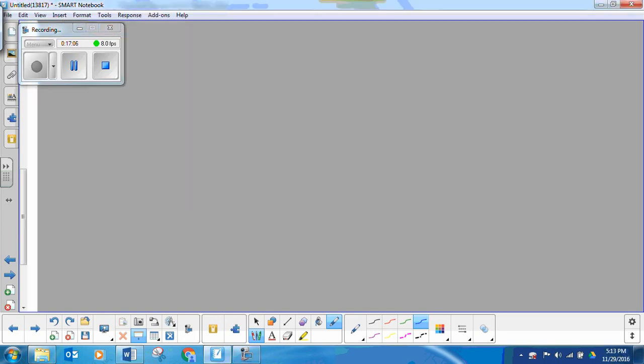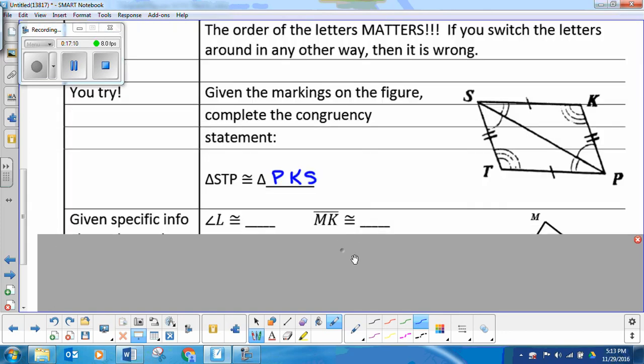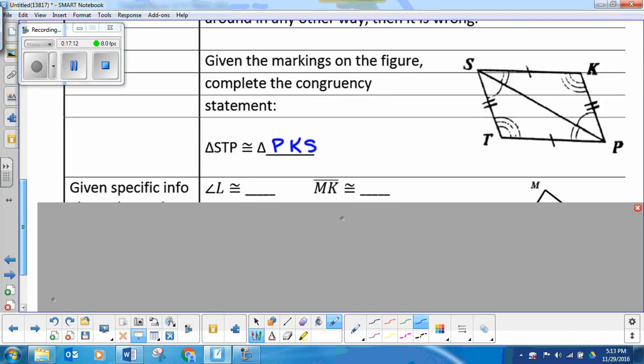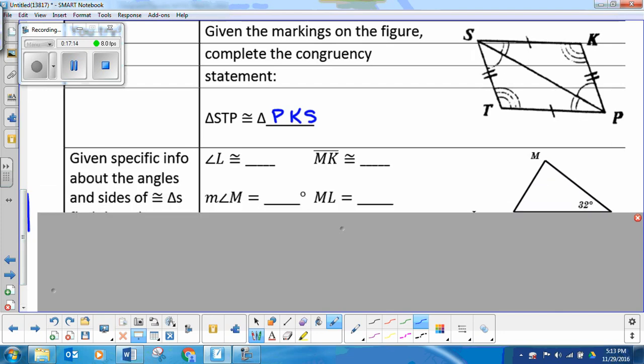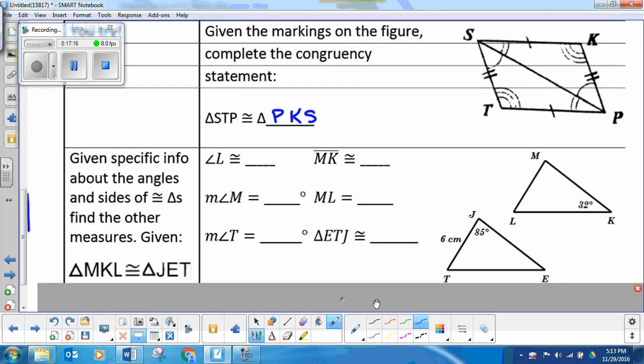Oh, I'm losing my space here again. Let's go down. All right, so here's another example to walk through. We've been given two triangles. It says, given specific info about the angles and the sides of congruent triangles, find the other measure. Given this congruency statement, here are two triangles. They've given us a little bit of information. We know the value of angle J is 85, the value of angle K in this triangle is 32, and the value of JT is 6 centimeters.